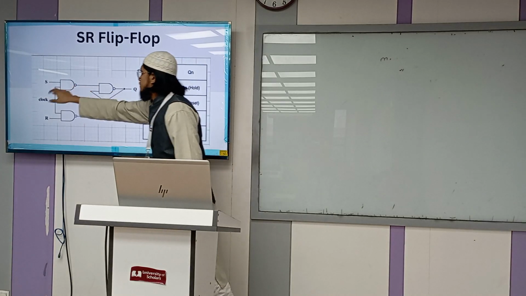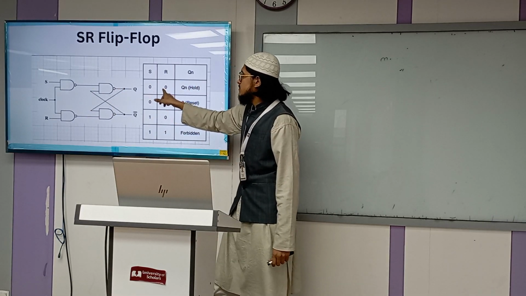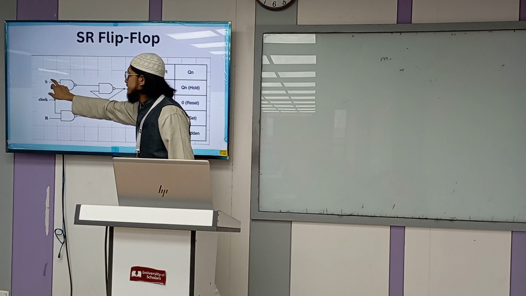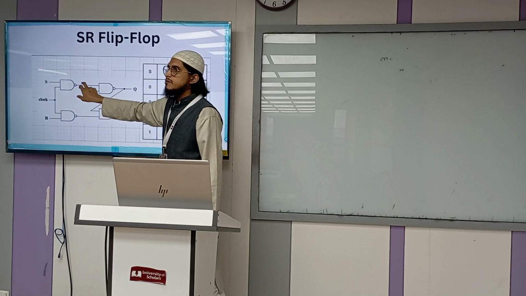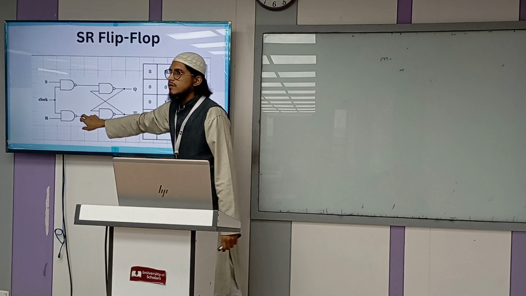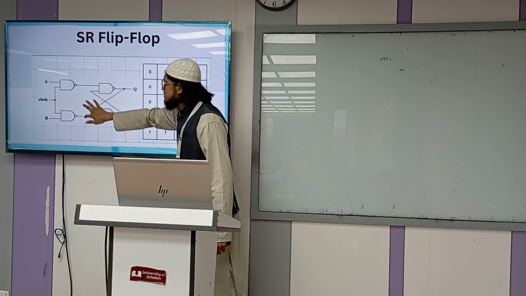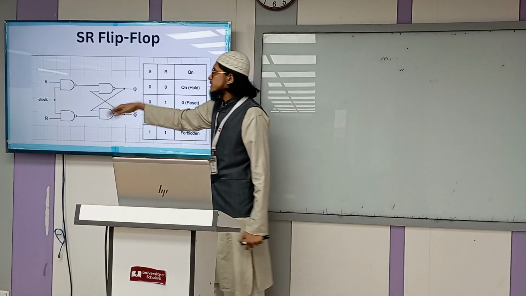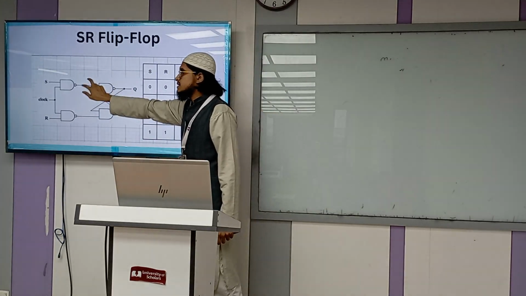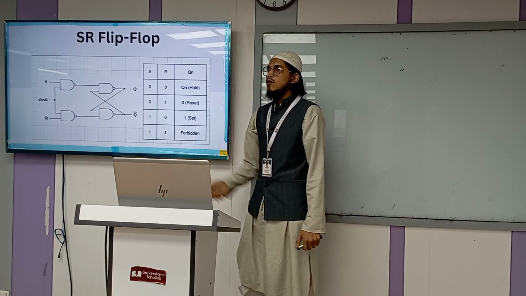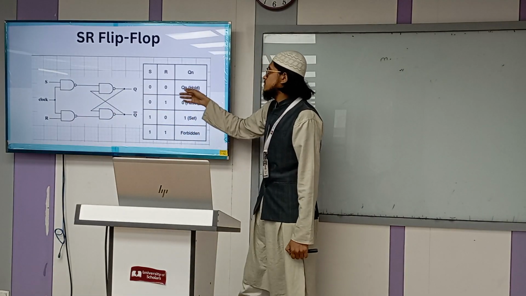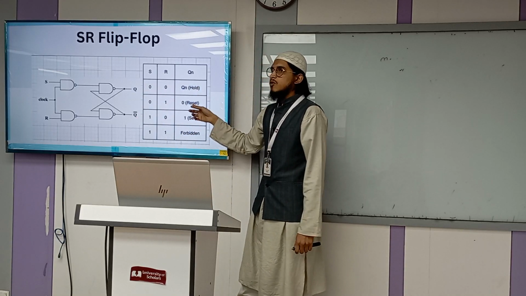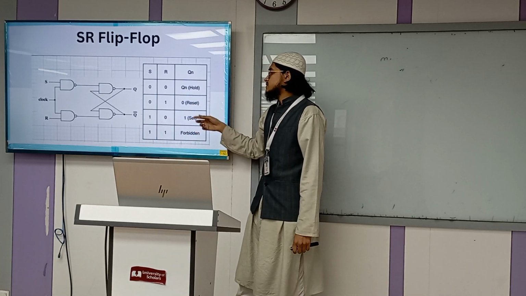If I apply 0 as S and R, what will happen? We know from the NAND gate truth table, if I get 0 here, it gives output 1, and this also gives me 1. If I remove this part and come to the SR latch, we already saw that if both inputs are 1, we are going to get hold. So for this reason, we get hold in this situation. For 0 1, this is called reset, and 1 0 is called set.